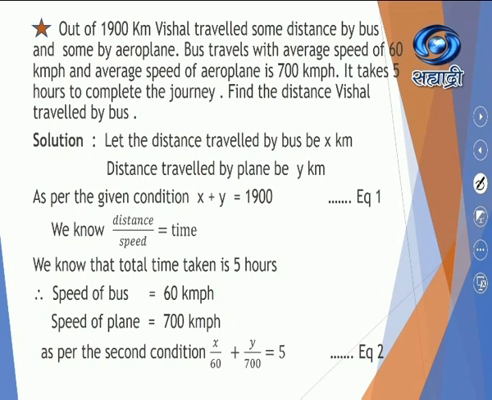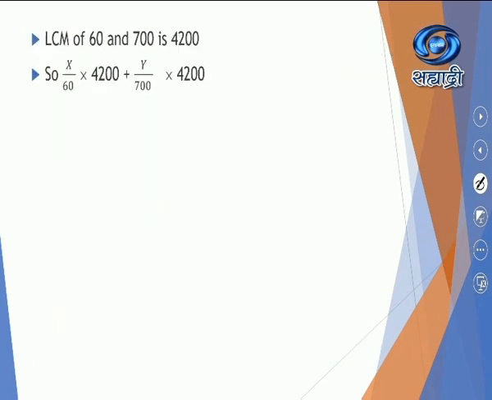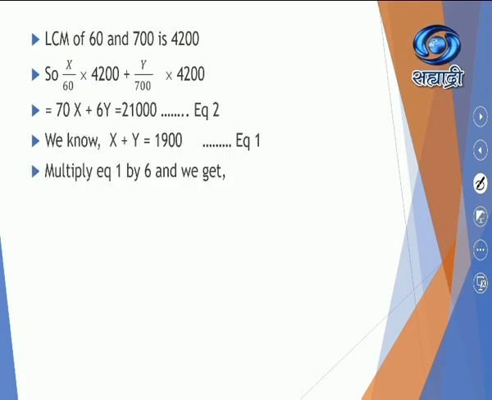Again I say that distance upon speed is equal to time. Speed for bus and plane is given to us in the information. So we can write the second equation as x upon 60 plus y upon 700 equal to 5. Now here we have to go for the LCM. LCM of 60 and 700 is 4200. So x upon 60 multiplied by 4200 plus y upon 700 multiplied by 4200.